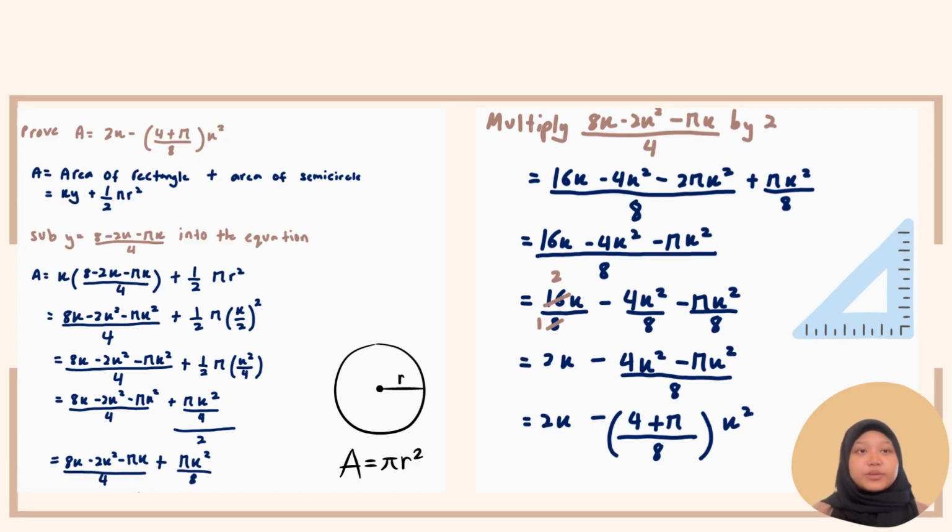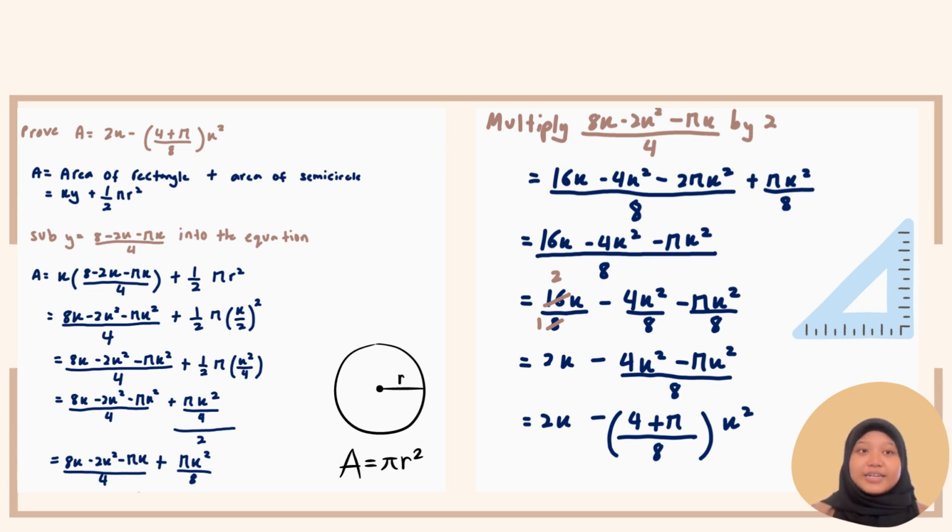After we have expressed y in terms of x, now we have to prove that A equal to 2x minus (4 plus pi over 8) x squared. So based on figure 1, the area of figure 1 is the area of the rectangle plus the area of the semicircle. So the area of the rectangle is xy plus the area of the semicircle, which is 1 over 2 pi r squared. The area of a circle is pi r squared, so if it's a semicircle, then it's 1 over 2 pi r squared. Then we substitute y equal to (8 minus 2x minus pi x) over 4 into the equation. So A equal to x times (8 minus 2x minus pi x) over 4 plus 1 over 2 pi r squared.